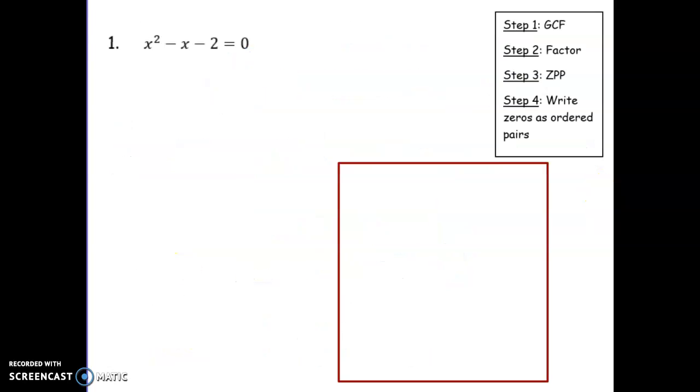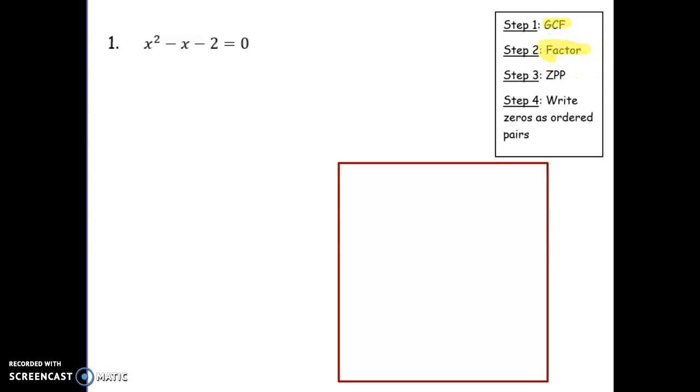Okay, so the first problem she's got for us, x squared minus x minus 2. All right, first thing we want to do is see if we can identify the GCF. Well, I look across there, x squared, x, and 2. The only thing they have in common is 1, so I don't need to factor out a GCF. And then I'm going to factor.